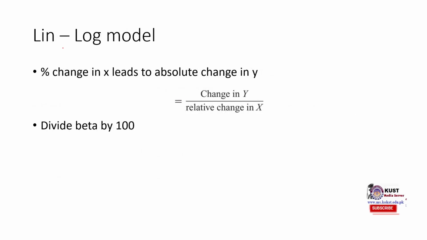Okay, so next is the lin-log model, and this is the opposite of the log-lin model. Here the dependent variable is in linear form and the independent variable is in log form. So we would have an absolute change in y for a relative change in x. In this case, you need to remember that whatever beta coefficient you get, you need to divide it by 100, as opposed to the log-lin model where you multiply it by 100.